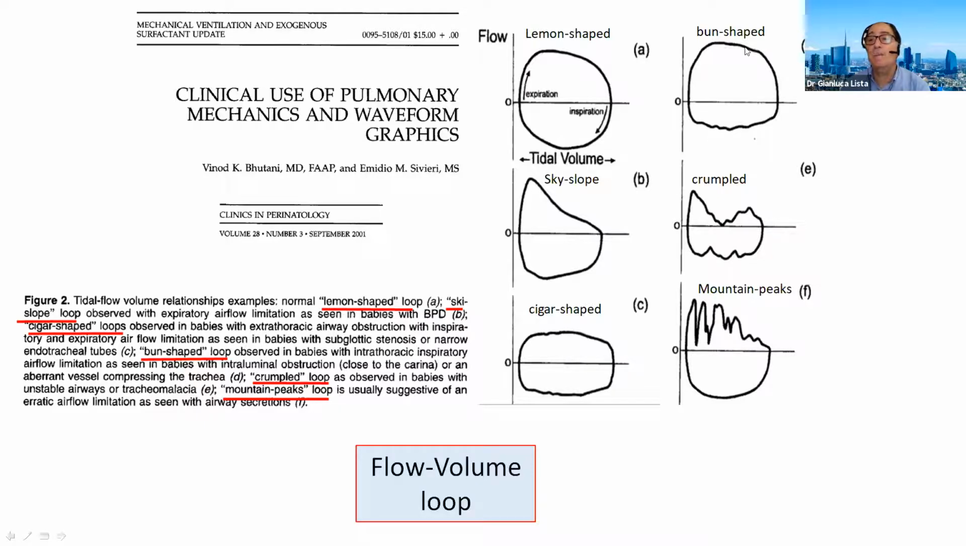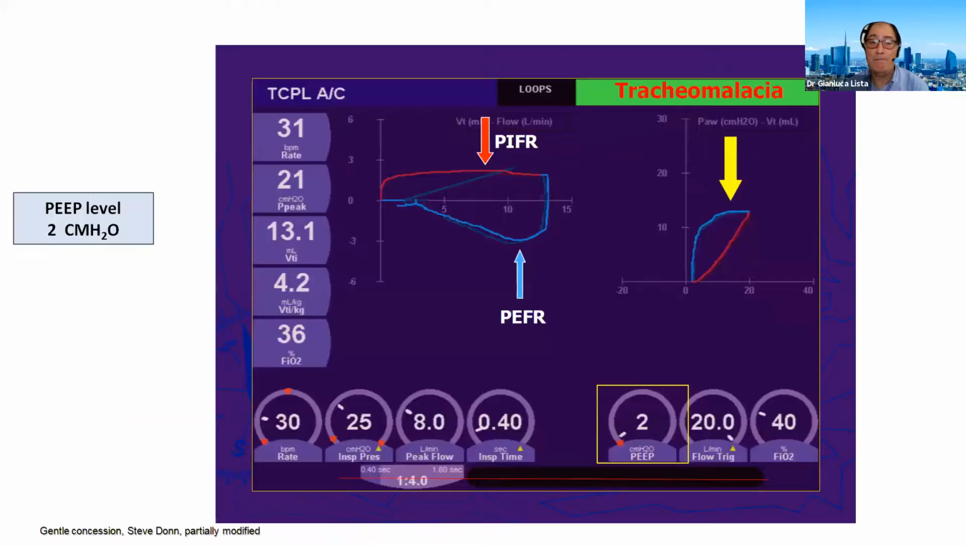This is the bun-shaped curve in which there is a limitation during inspiration. This is present, for example, in a baby with an aberrant vessel that is compressing the trachea. This is a crumpled loop that is observed in a baby with very unstable airways or with tracheomalacia, or mountain peaks that are observed in a baby in which there is a presence of airway secretion.